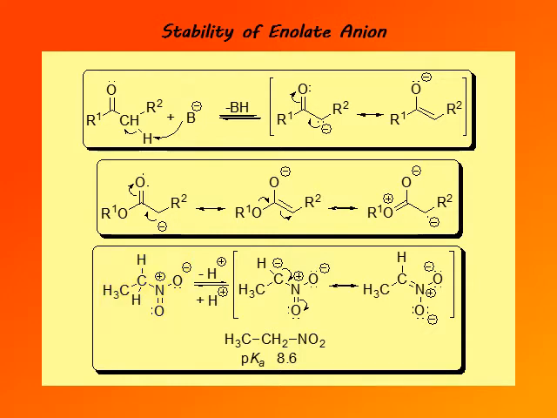So nitro compounds are easily deprotonated on the carbon attached to the nitro group to give the corresponding carbanion, and the resulting carbanion, as you can see from these two structures, is stabilized through resonance. In fact, the degree of resonance stabilization is rather high, and nitroalkanes have very low pKa. They are very acidic. They are actually considerably more acidic than aldehydes. So the pKa of nitroethane is 8.6.